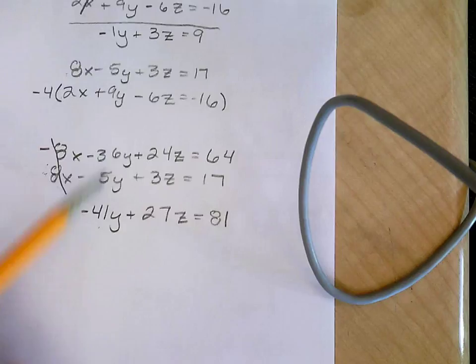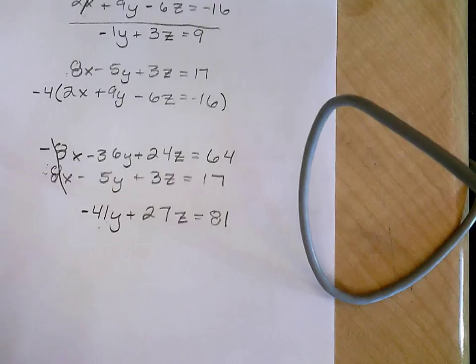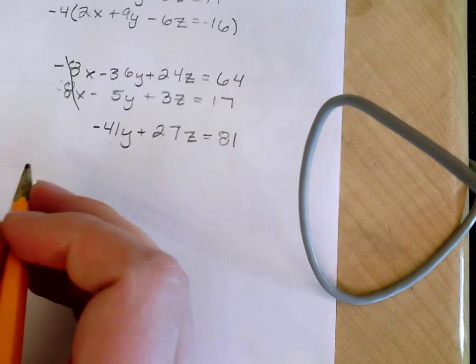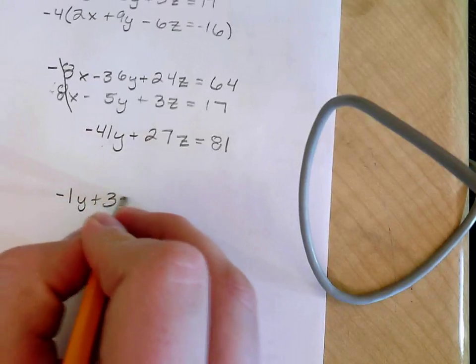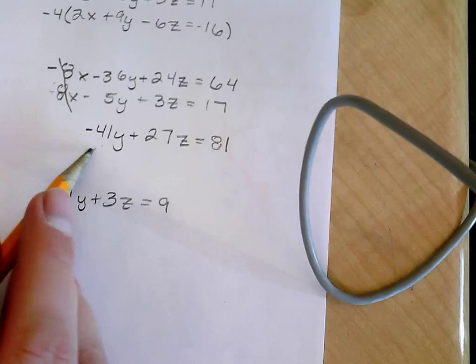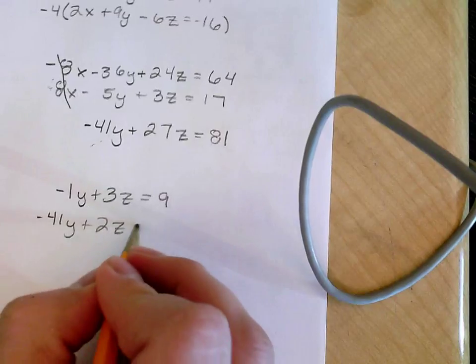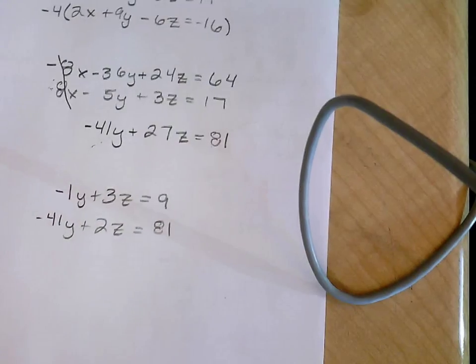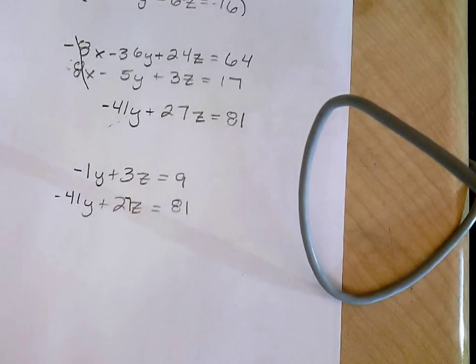Alright, remember that 3, 2, 1 thing? So 2 equations with 2 variables. Now we're going to try to get down to 1 equation with 1 variable using the 2 we just got. So first I'm going to take this, I'm going to bring it down. -1y plus 3z equals 9. Then I'm going to bring down this negative 41y plus 27z equals 81. Alright. Oh, I forgot the 27. Okay, so now what I need to do is I need to pick a letter again.